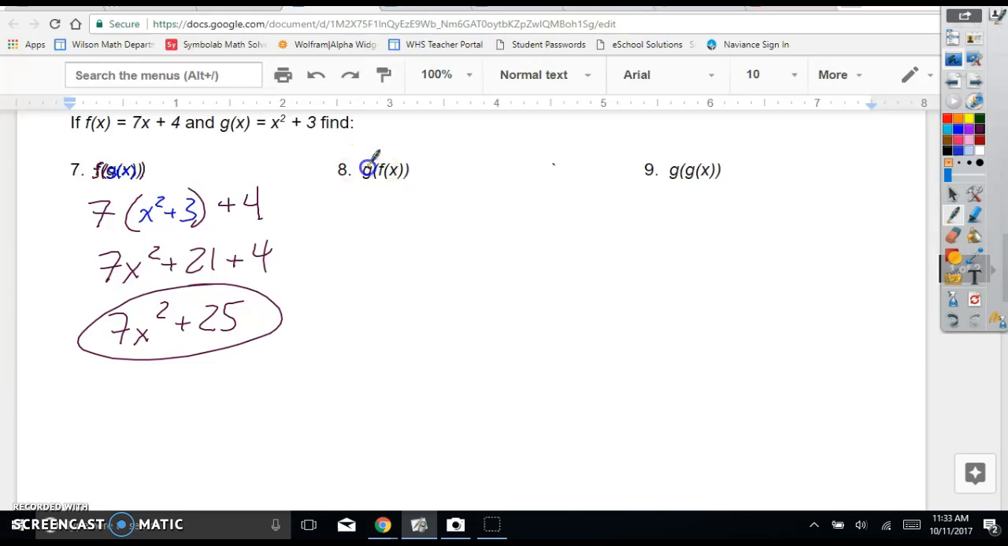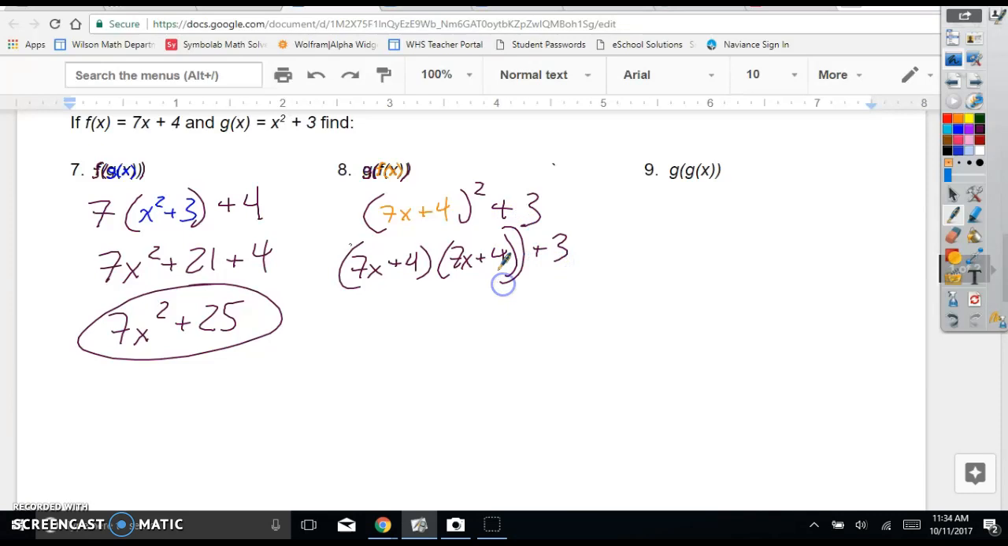Now, next guy. G is what I start with, so I got blank squared plus 3. F of x is going inside the g. So f of x will be in here, which would be 7x plus 4. So really what I'm doing here is 7x plus 4 times 7x plus 4 plus 3 on the end. So I need to do what's in here first. So let's FOIL. 49x squared, that's this one. That would be 28x.